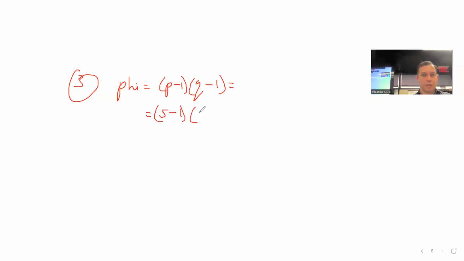Number 3. Now we need to calculate phi. We established that phi is P minus 1 times Q minus 1. So that should be 5 minus 1 and 3 minus 1. That's 4 times 2, and that's 8. So that's basically phi, the other variable that we need.